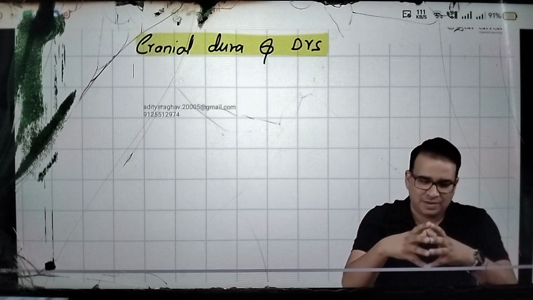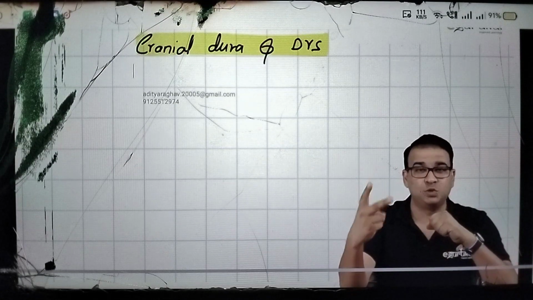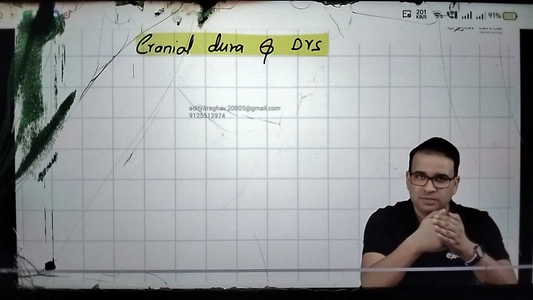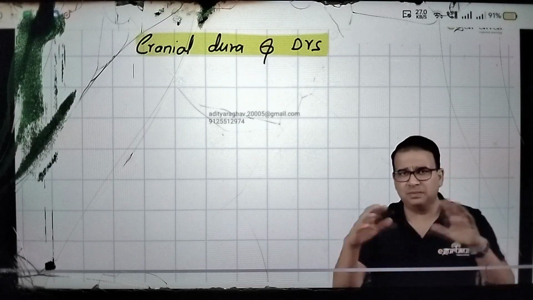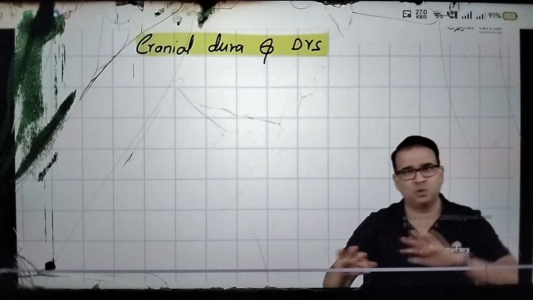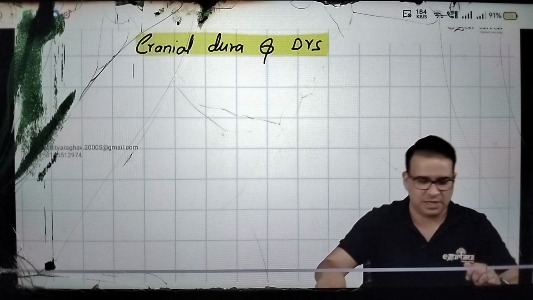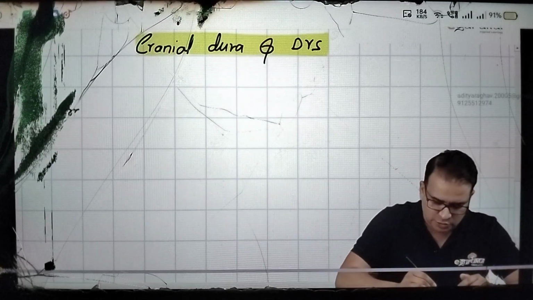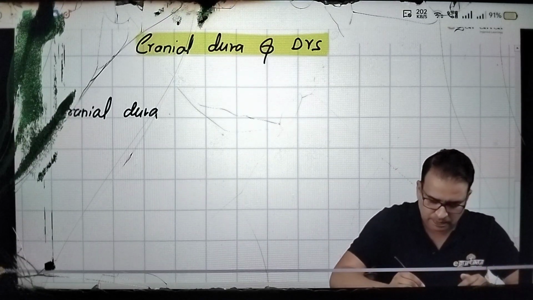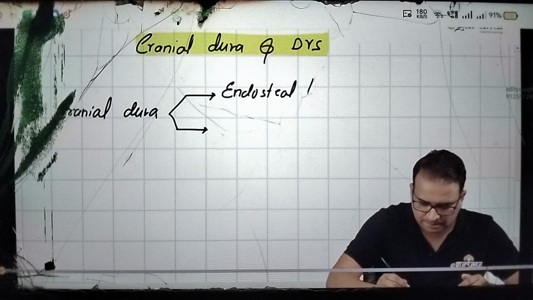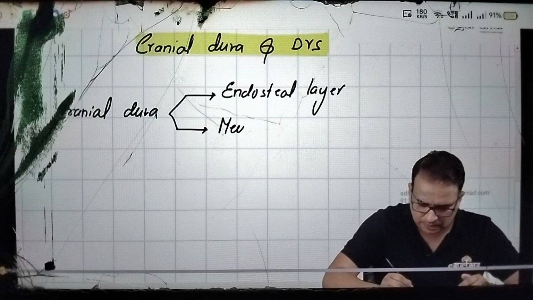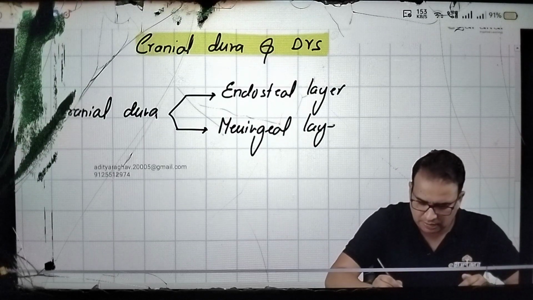The unique thing about the cranial dura mater is, unlike spinal dura mater, it has two layers. One layer of dura mater is adherent to the skull bone, and the other layer goes along with the major fissures of the brain. So one is close to the brain and one is close to the bone, and that's how we call them the endostal layer and the meningeal layer of dura mater. So what I'm saying is that cranial dura is having two layers. We have the endostal layer and we have the meningeal layer.